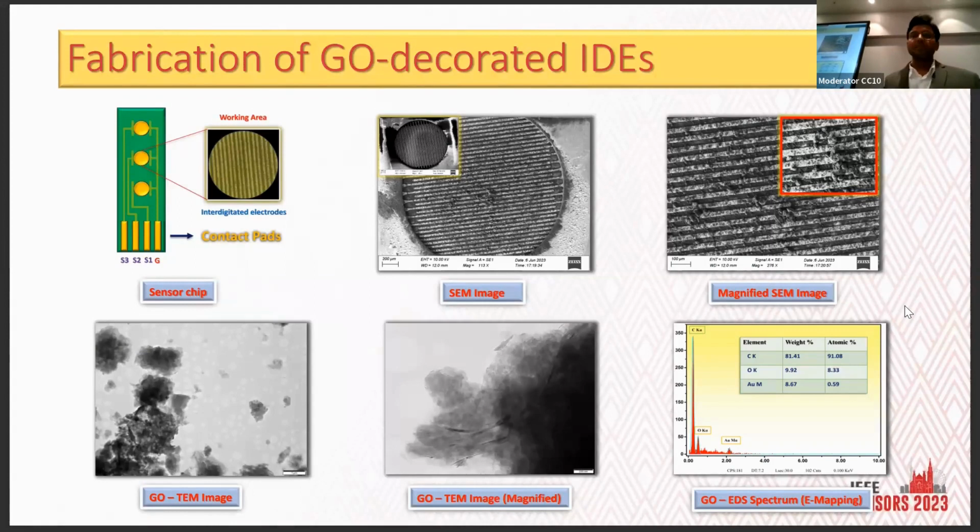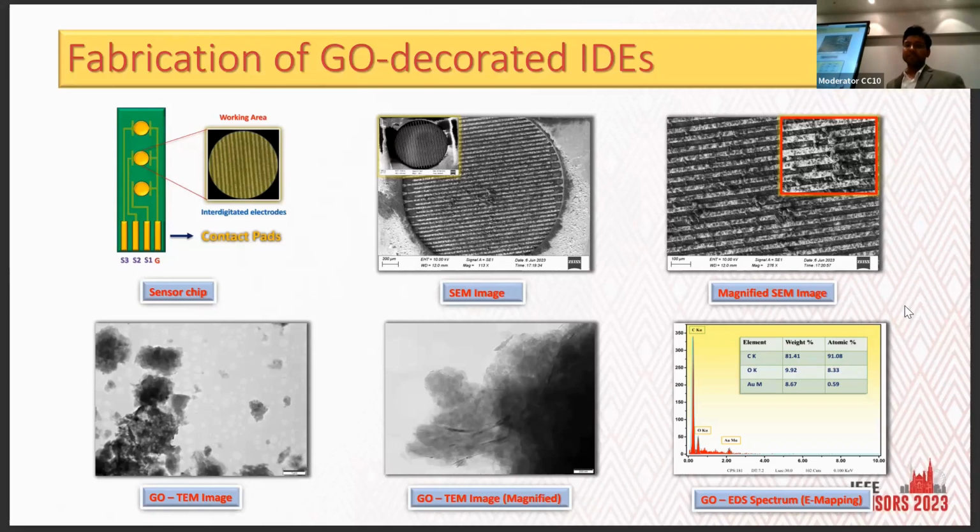The basic mechanism of this biosensor is the chemiresistive technique, where we have fabricated a sensor chip which consists of interdigitated electrodes. It is fabricated on a PCB substrate, and is electroplated with a 100 nanometer gold layer. We have used graphene oxide as the sensing material to develop this biosensor, which is a very well-known 2D material. And you can see the images of the GO-decorated IDEs on the screen.